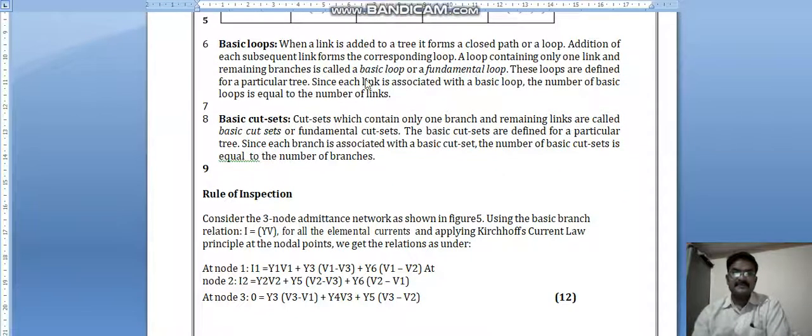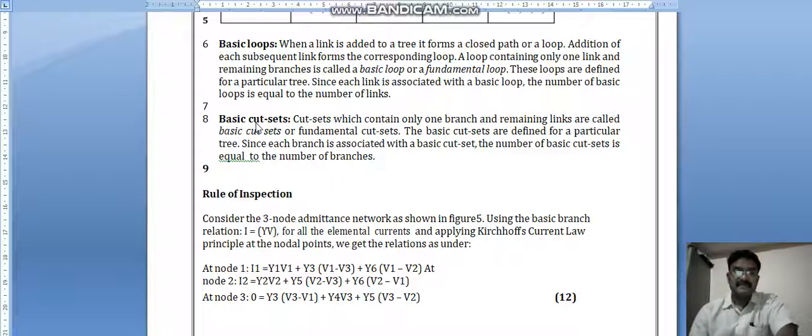Basic loops. When a link is added to a tree, it forms a closed path, or a loop. Addition of each subsequent link forms a corresponding loop. A loop containing only one link and the remaining branches is called a basic loop, or fundamental loop. These loops are defined for a particular tree. Since each link is associated with a basic loop, the number of basic loops is equal to the number of links.